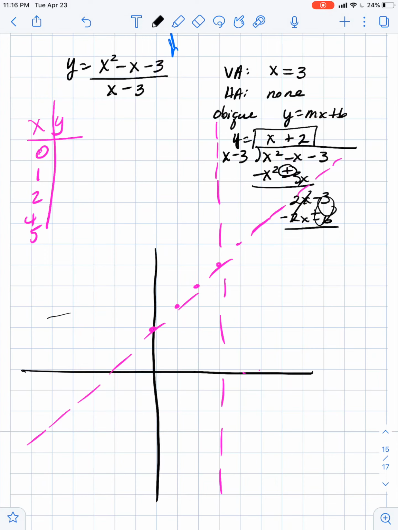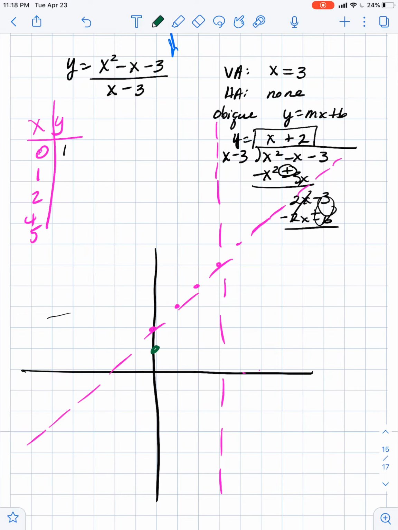Okay, so I'm going to put in 0 first. Put in 0 and tell me what you get. And I get it to be 1, because when I put in 0, these are all going to eliminate, and I'm left with negative 3 over negative 3, which is just 1. So I am at 0, 1.